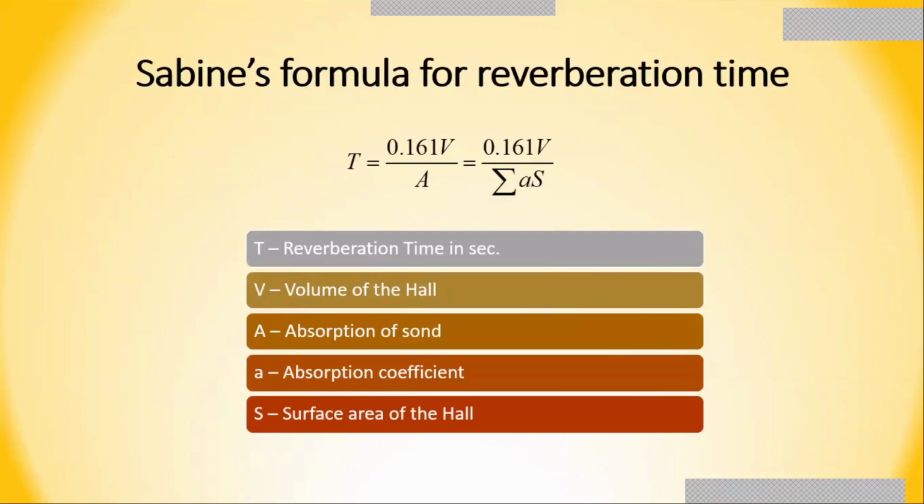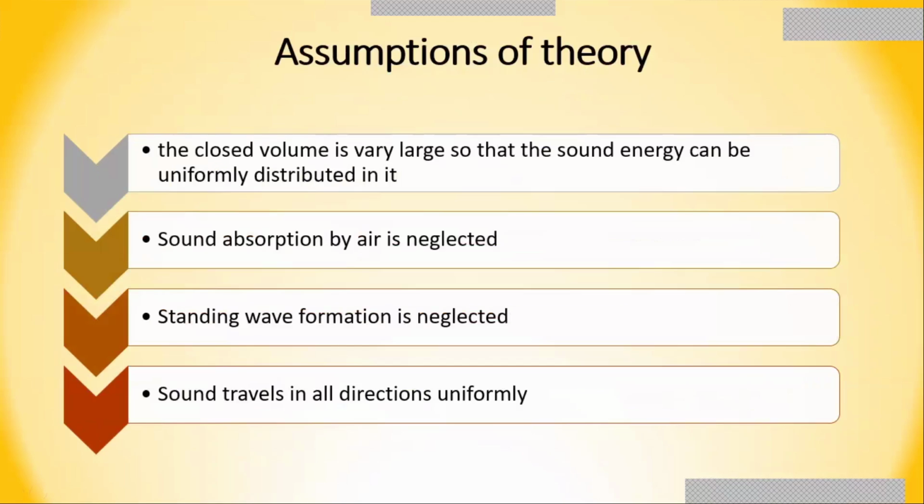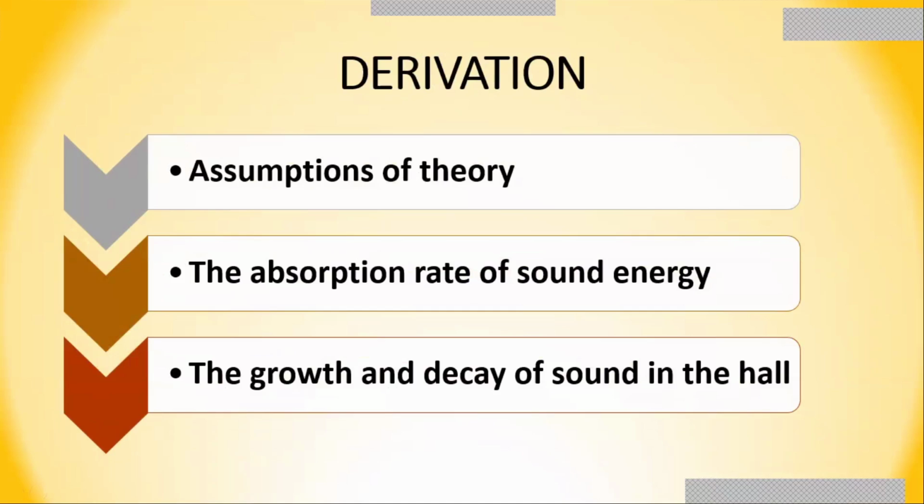This I will take in the next class because I have to explain it to you. Though there is no derivation, I will explain how we get this equation, 0.161 V upon A. That I will explain later.